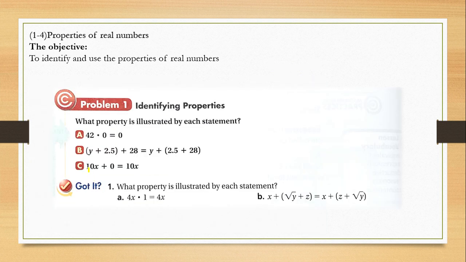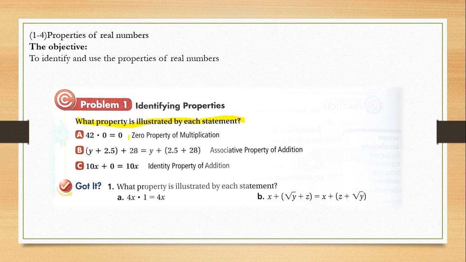Let's use this in our exercises. Here we have: what property is illustrated by each statement? The first one, 42 times 0. The result is 0. So that is the zero property of multiplication.